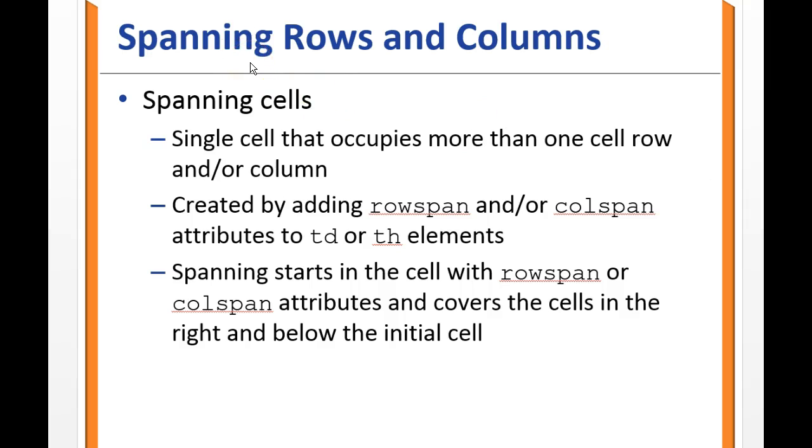So let's look at spanning rows and columns. What does a spanning cell mean? It is a single cell that occupies more than one cell, row, or column. It can be created by adding rowspan or colspan attributes to either the TD for the cell or the TH header elements. Spanning starts in the cell with the rowspan, or again it can happen with the colspan attribute, and it can cover the cells to the right and also below the initial cell.